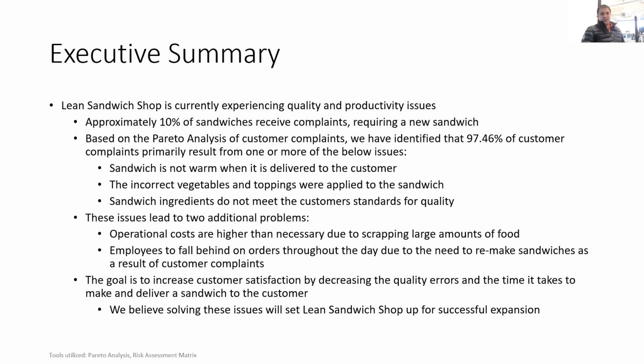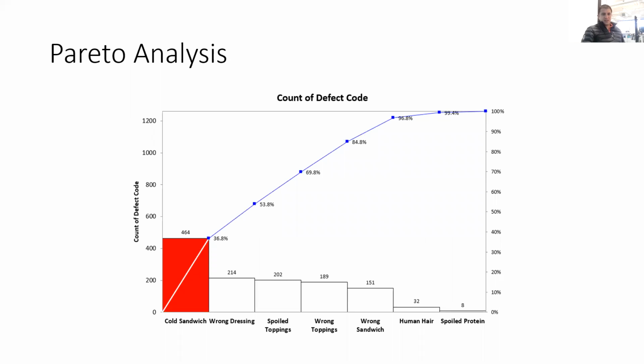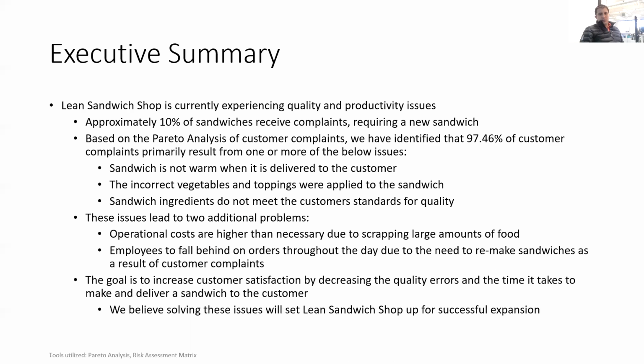We performed a Pareto analysis. Here's the Pareto analysis. You can see here the defects that we're seeing. Cold sandwich, so the sandwich isn't warm when it's delivered to the customer. Wrong dressing, spoiled toppings, wrong sandwich is delivered, spoiled protein and human hair. So based on the Pareto analysis, we can identify that 97.46% of customer complaints result primarily from one or more of the below issues. Either the sandwich isn't warm when it's delivered to the customer, we place the incorrect vegetables or toppings, or the ingredients don't meet quality standards.